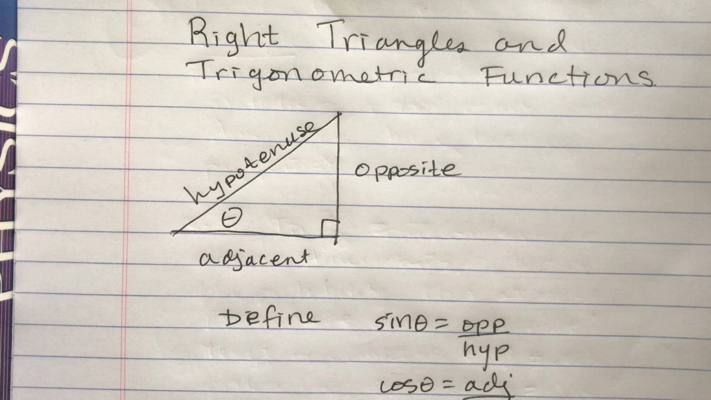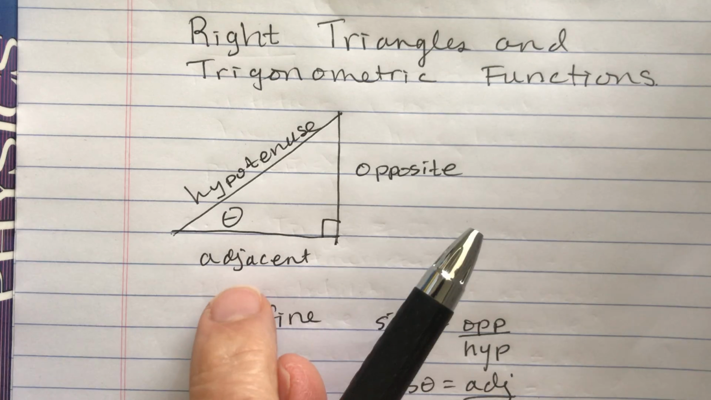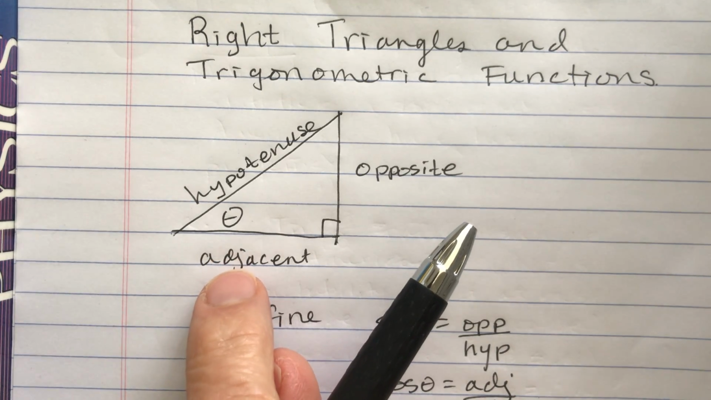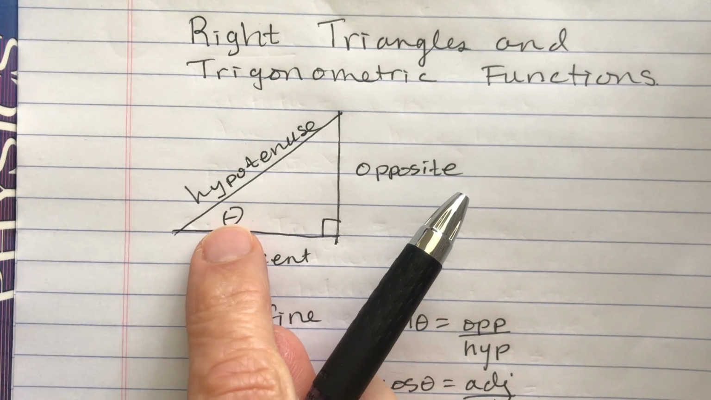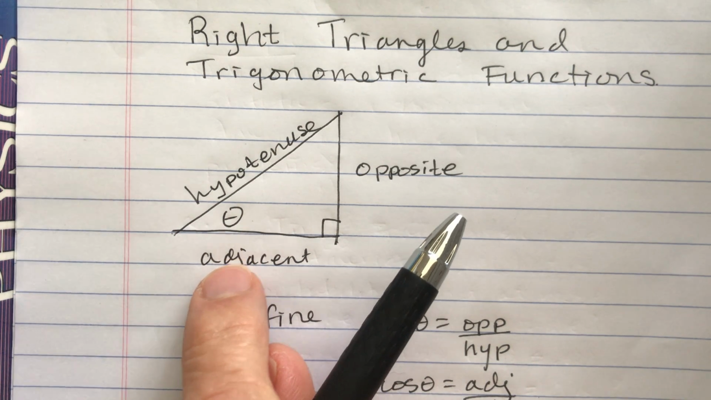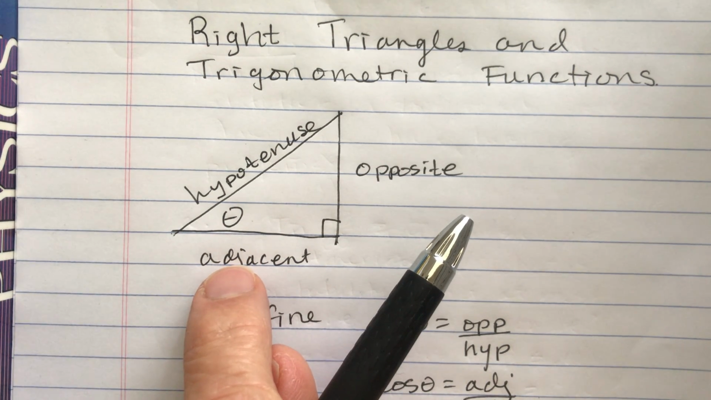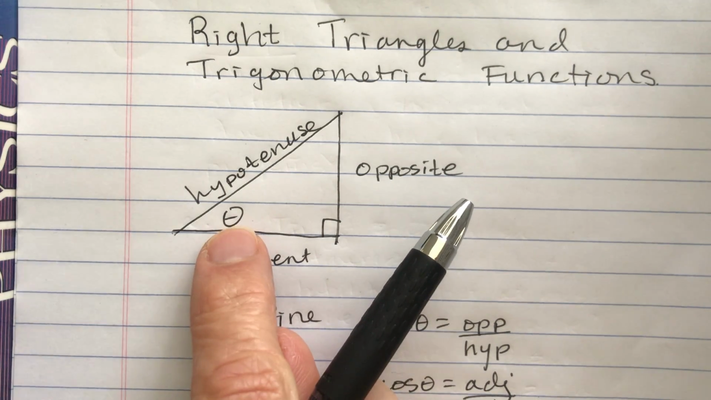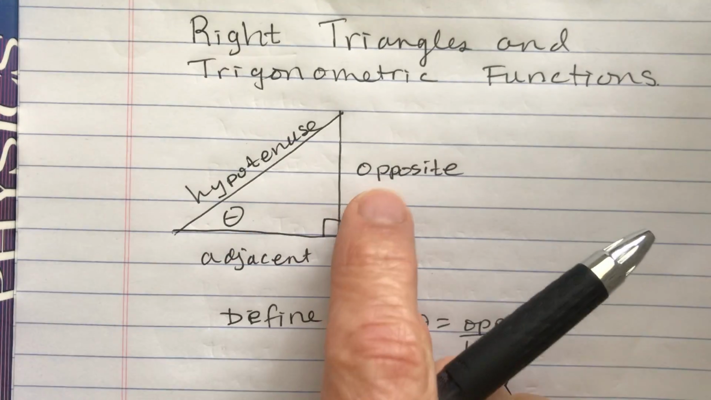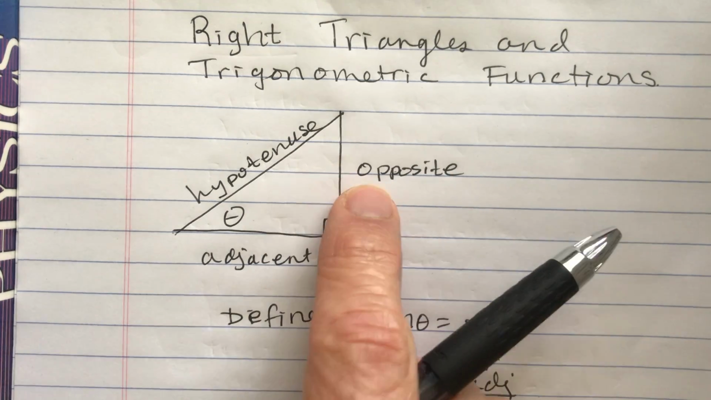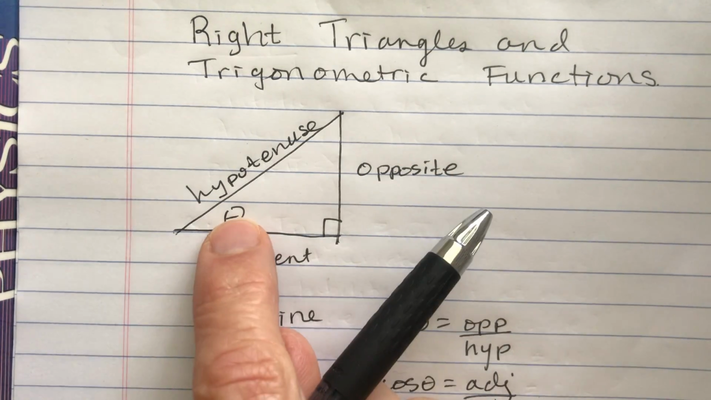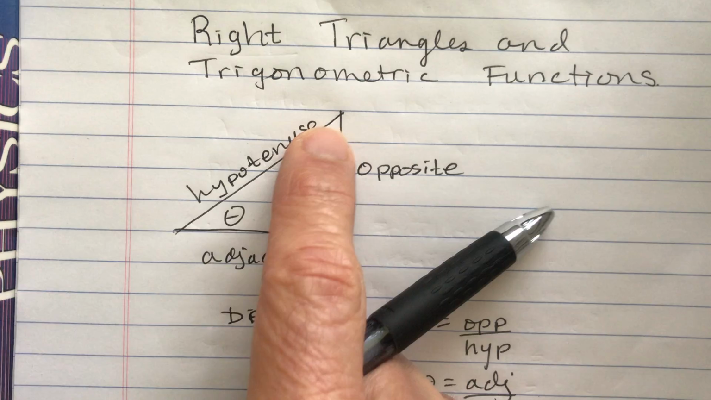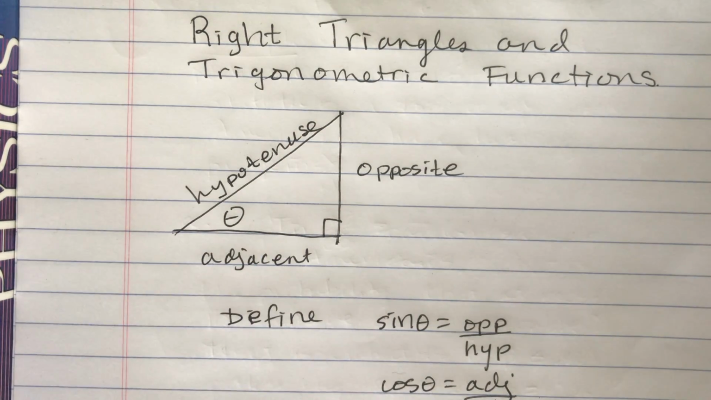Okay, this video is about right triangles and trigonometric functions. So here what I've done is I've drawn a right triangle and I have this angle theta right here. So here's the angle right here, and I've labeled the side opposite that angle, I call it opposite, and then next to it is adjacent, and then here's the hypotenuse of the right triangle.